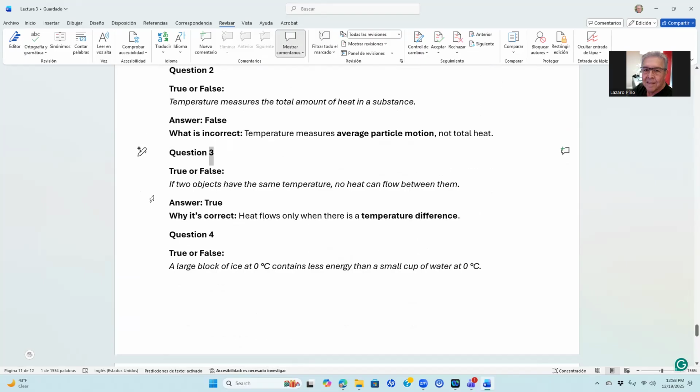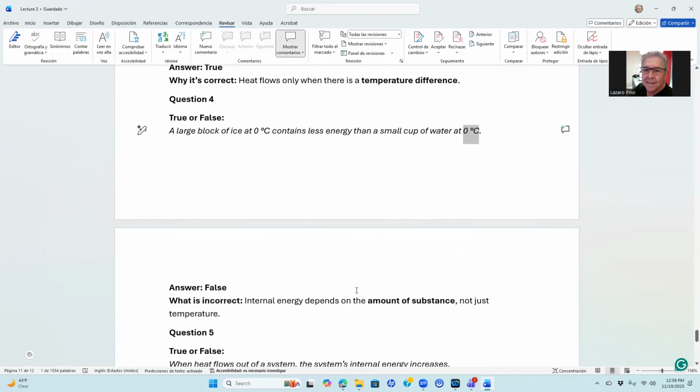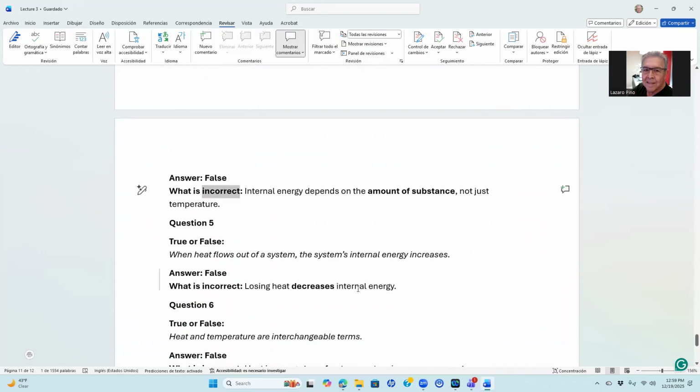Question 3. True or false, if two objects have the same temperature, no heat can flow between them. Answer, true. Why? It's correct. Heat flows only when there is a temperature difference. Question 4. True or false, a large block of ice at 0 degrees Celsius contains less energy than a small cup of water at 0 degrees Celsius. Answer, false. What is incorrect? Internal energy depends on the amount of substance, not just temperature.